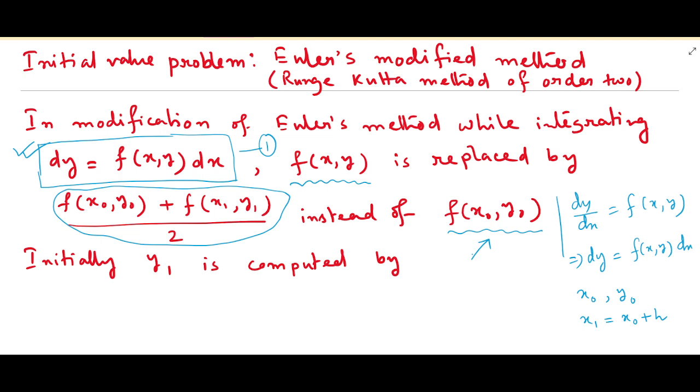Now y1 is not given in the question. To find y1, we need the help of Euler's method. So in Euler's modified method, the first value, that is y1, we have to find from Euler's method. Then where is the modification? From the next term, that is from y2, we put f of x naught comma y naught plus f of x1 comma y1, divided by 2.